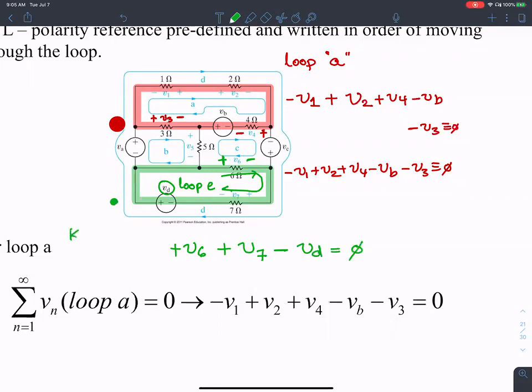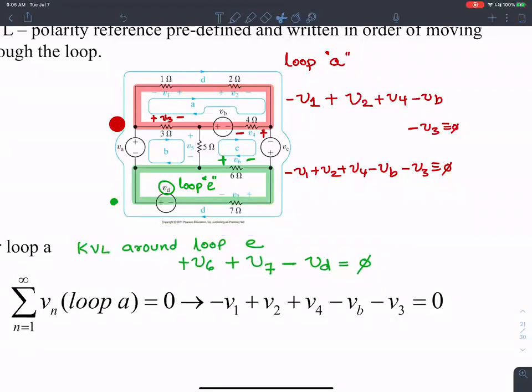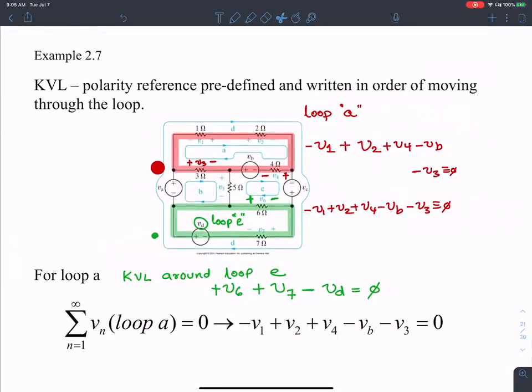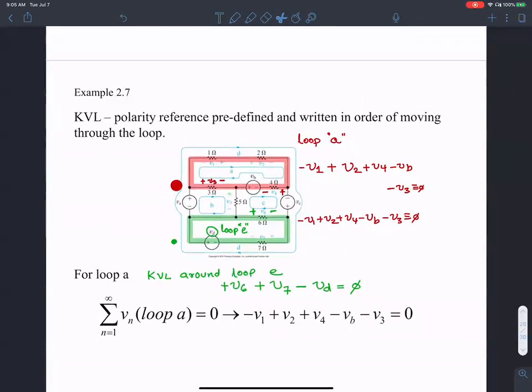So this is KVL around loop E. That's something that we just defined to be a loop. Does that make sense? Yes. We'll look at some example problems so that it becomes absolutely clear. That's the idea of KCL and KVL.